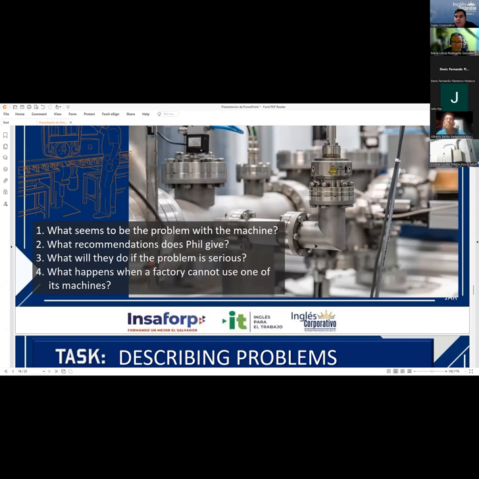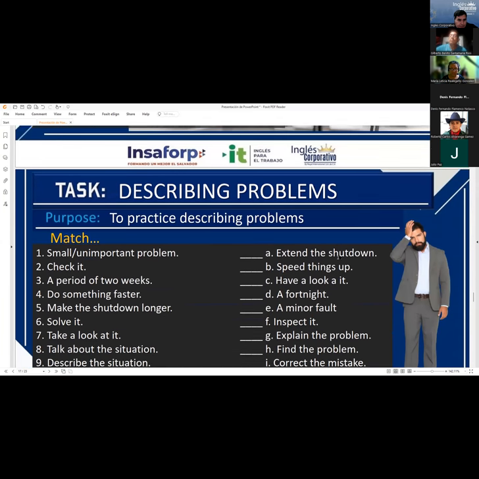Okay. What will they do if the problem is serious? The machine is shut down. They will shut down the machine if the problem is serious. What happens when a factory cannot use one of its machines? They stop the production. The production lowers, and money lowers too. Okay. Very good.